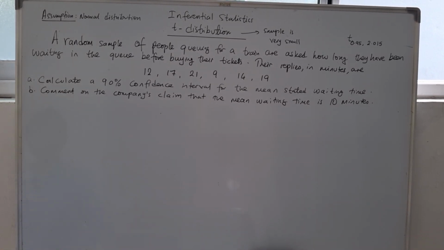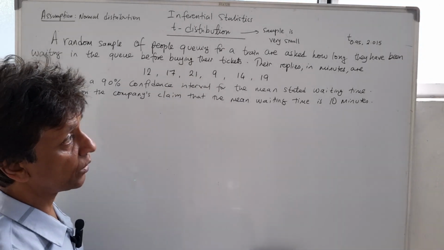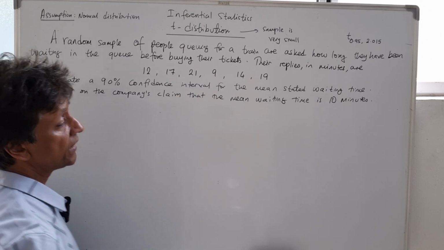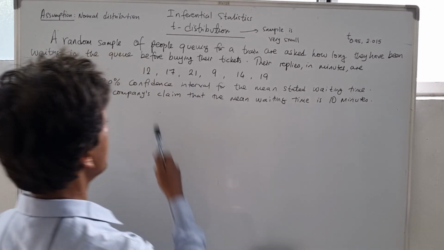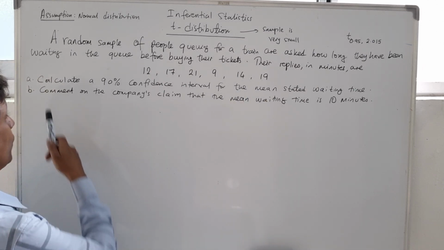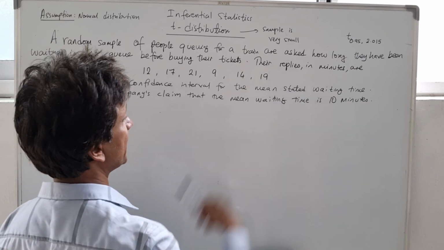Hi there. A random sample of people queuing for a train were asked how long they have been waiting in the queue before buying their tickets. Their replies in minutes are 12, 17, 21, 9, 14, and 19. We need to calculate a 90% confidence interval for the mean stated waiting time.